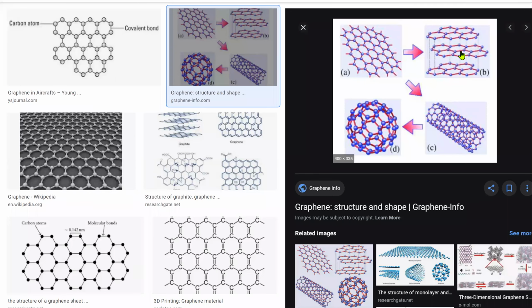Okay, clear? Yes sir. Okay? Is this clear to everyone else as well? The structure of graphite. Rida, Hiba, is this clear? Yes. Yes.